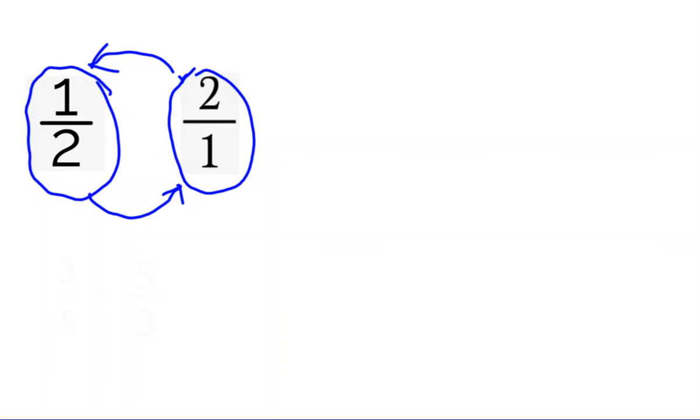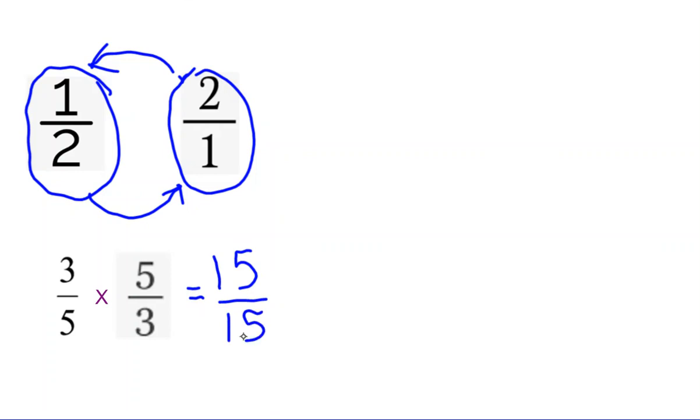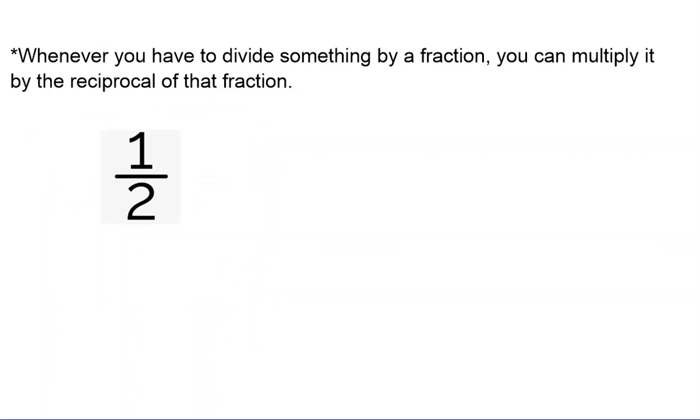Reciprocals are important for us to understand because when we multiply a number by its reciprocal, we are creating a fraction equal to 1. For example, when we have 3/5 times 5/3, we would get 15/15, which is a fraction equal to 1. Reciprocals can help us when we are dividing fractions in a couple different ways.